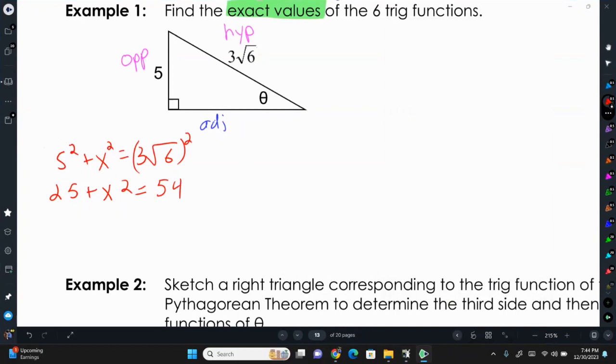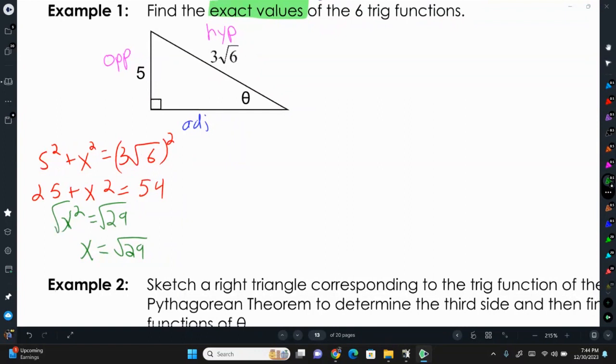So then we subtract 25 from both sides. X squared is equal to 29. So then when we square root, x equals the square root of 29. And we can't simplify that, so that would be as far as we can go. So this side right here is the square root of 29.